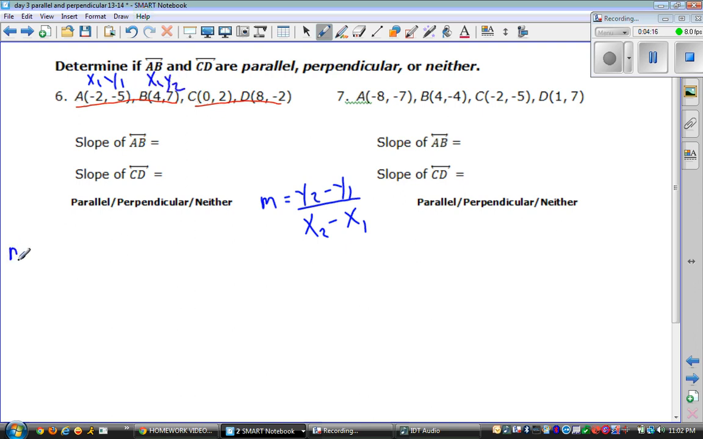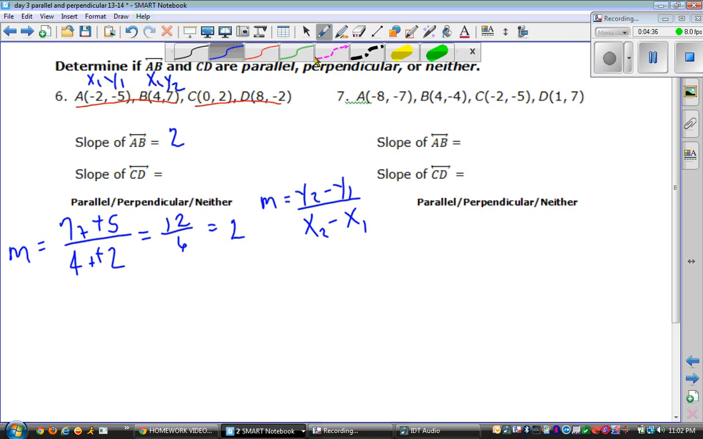And I'm going to find the slope of AB. So I've got 7 minus -5 over 4 minus -2. Two negatives make a positive. 7 plus 5 is 12. Two negatives still make a positive. And 12 divided by 6 is 2. So the slope of AB is 2.